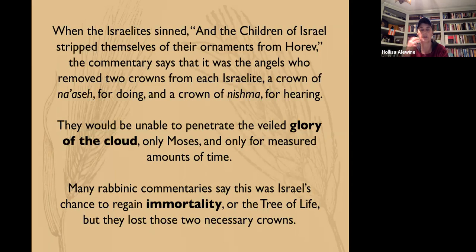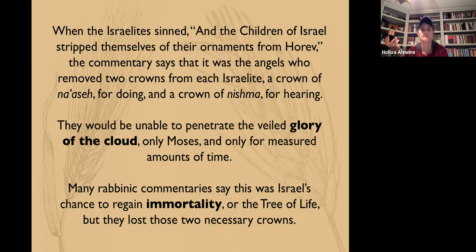And so the commentary says the angels come back, and they removed both crowns from each Israelite. They removed the crown of Naaseh, for doing, and they removed the crown of Nishma, for hearing. And so after that, that's when we realize that they're going to be unable to penetrate that veiled glory of the cloud. Only Moses is going to be able to penetrate that into its inner places and see clearly. And he's only going to be able to do it for measured amounts of time.